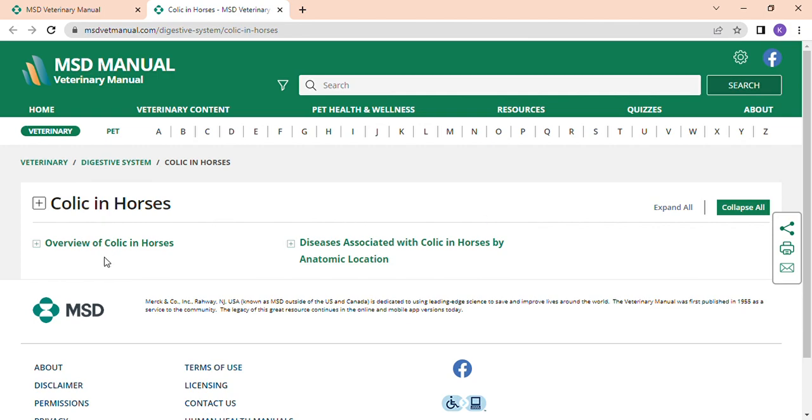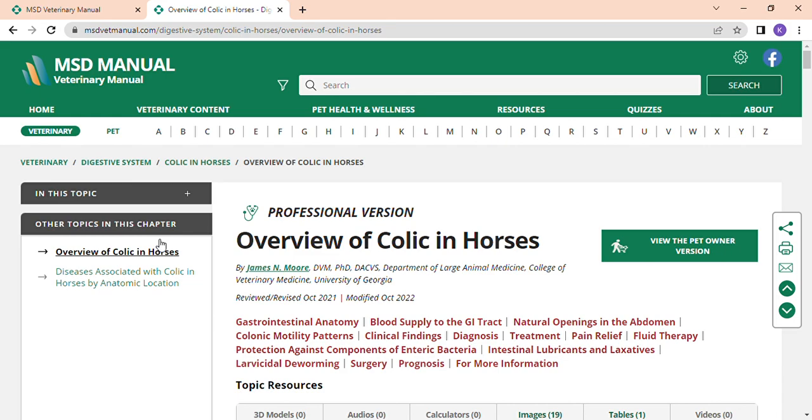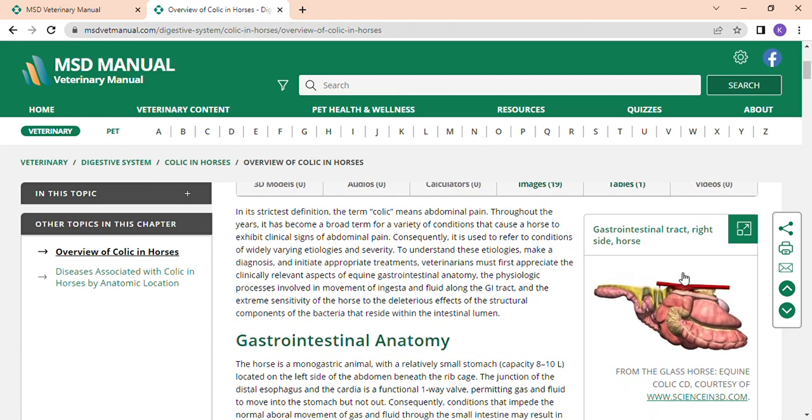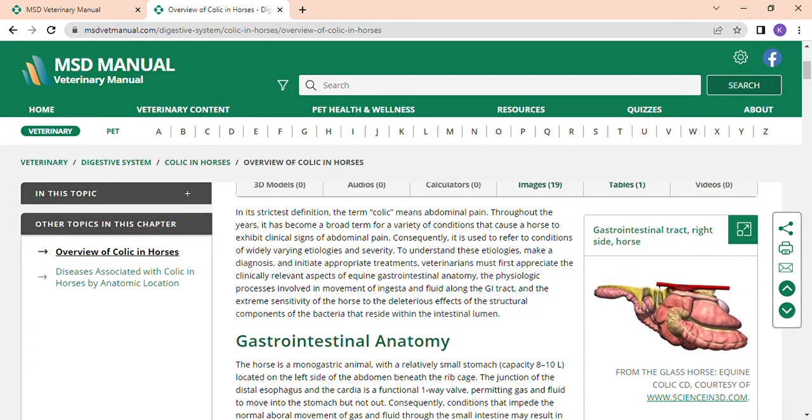Overview of colic in horses and diseases associated with colic in horses by anatomical location. As we all know, colic is definitely in the abdominal region. In its strictest definition, the term colic means abdominal pain. Throughout the years, it has become a broad term for a variety of conditions that cause a horse to exhibit clinical signs of abdominal pain. Consequently, it is used to refer to conditions of widely varying etiologies and severity.